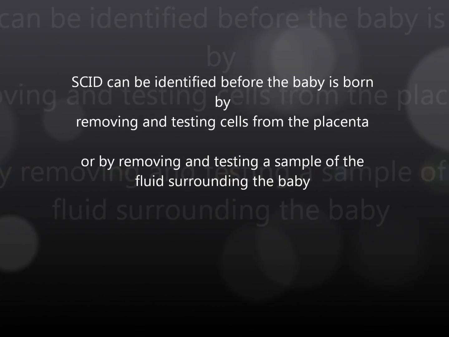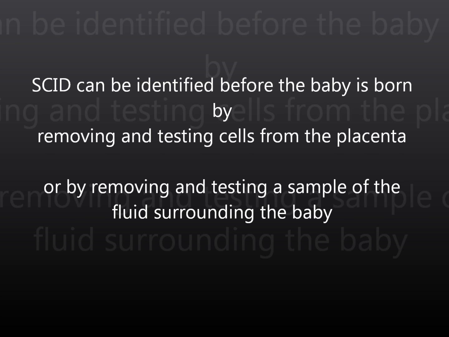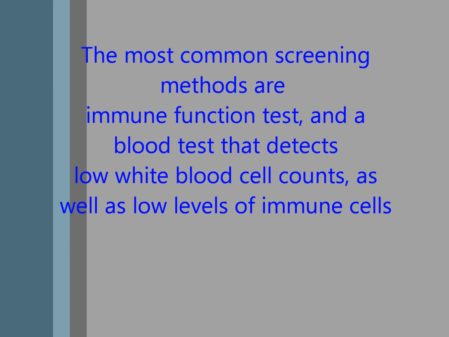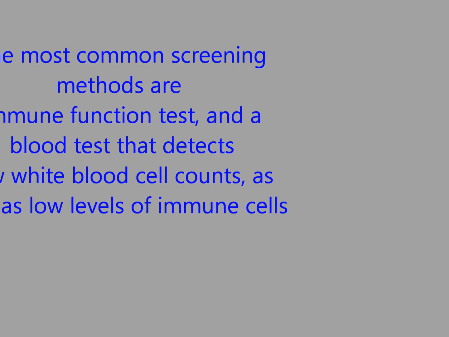SCID can be identified before the baby is born by removing and testing cells from the placenta, or by removing and testing a sample of the fluid surrounding the baby. The most common screening methods are an immune function test and a blood test that detects low white blood cell counts, as well as low levels of immune cells.